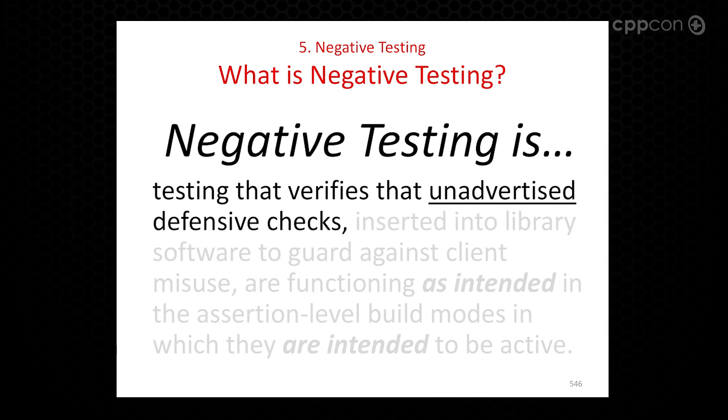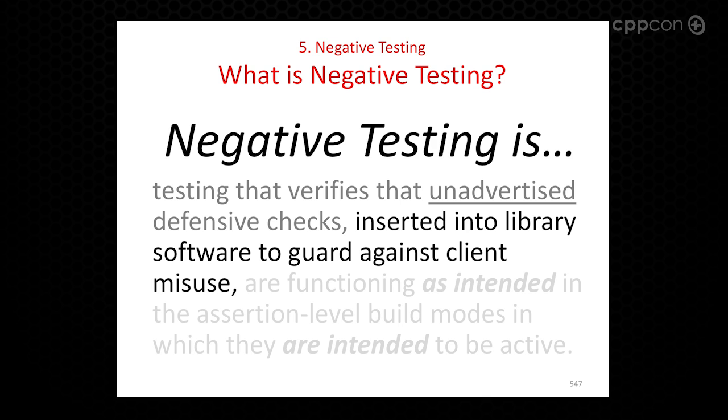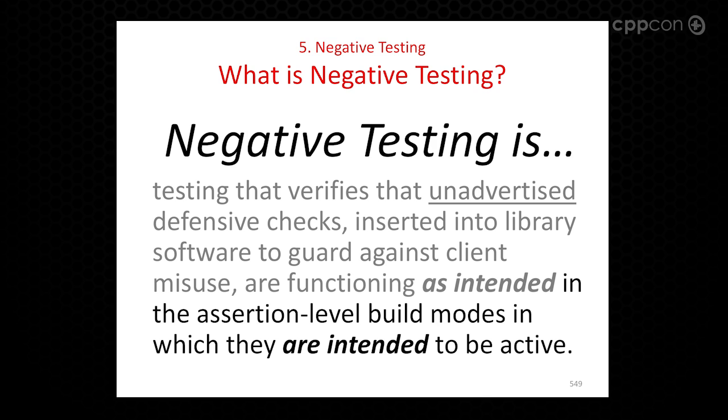Tests that verify that unadvertised defensive checks inserted into library software to guard against client misuse are functioning as intended in the assertion level build modes in which they are intended to be active. Did I say that right? Okay, so in other words, we want to make sure we did the right thing. And if we don't check it ourselves, it's easy to get something wrong. So we want to make sure we got it right.